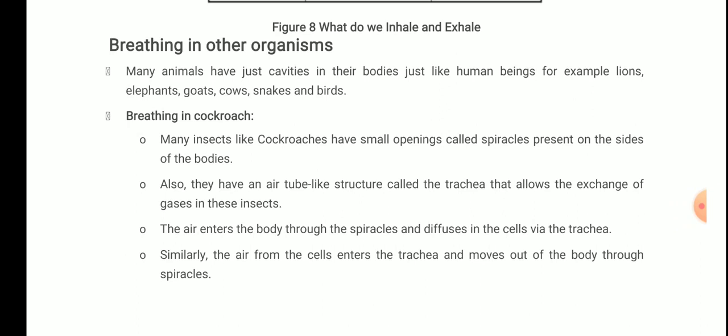Then we discussed many other organisms, and how breathing takes place in them. I told you many have cavities, or you can say lungs, as human beings do, for example crocodile, etc. Then we discussed breathing in cockroaches. Two very important names: spiracles and trachea. What are spiracles? They are small openings present on the sides of the body. They also have air tubes called trachea, which allow the exchange of gases in these insects. How does the air enter? The air enters the body through spiracles and diffuses to the cells via trachea, and the air from the cells enters the trachea and moves out of the body through spiracles.